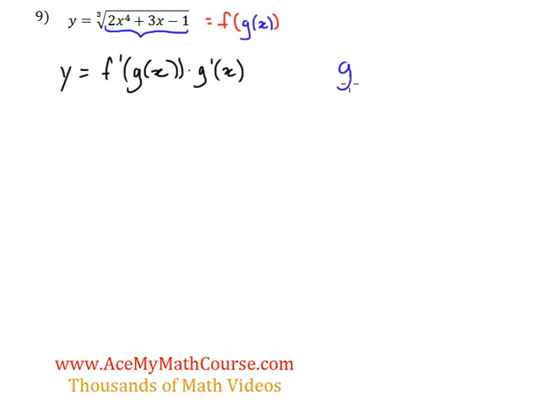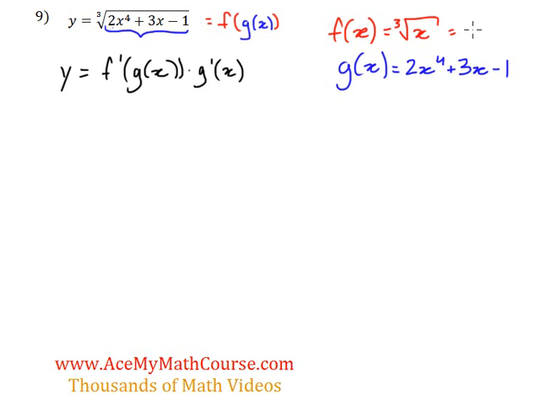So the inner function, g of x, is just going to be 2x to the 4 plus 3x minus 1. And the outer function, just the cubic root of x. We just replace what we have for g of x for x. The cubic root of x. And of course, I can rewrite this as x to the power of 1/3. Fantastic.